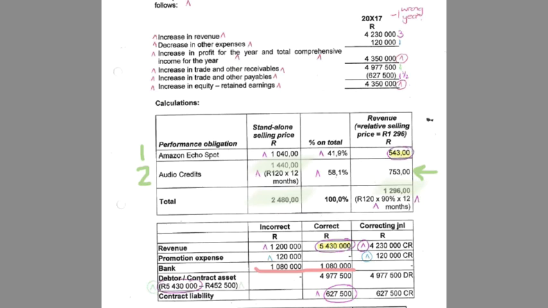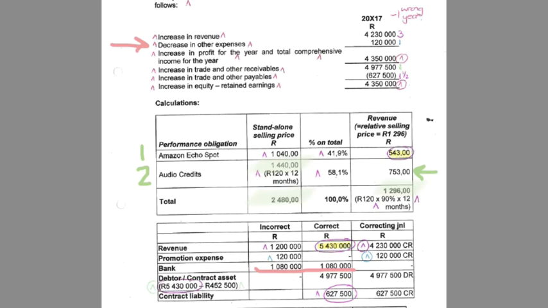So that promotion expense needs to be taken out, and that is why in the note we have a decrease in other expenses. That is the promotion expense. Then we should have recognized revenue from the Amazon Echo Spot. That is the performance obligation that is satisfied. That is the control that is transferred. That is what has been delivered. So revenue should have been recognized for the Amazon Echo Spot.